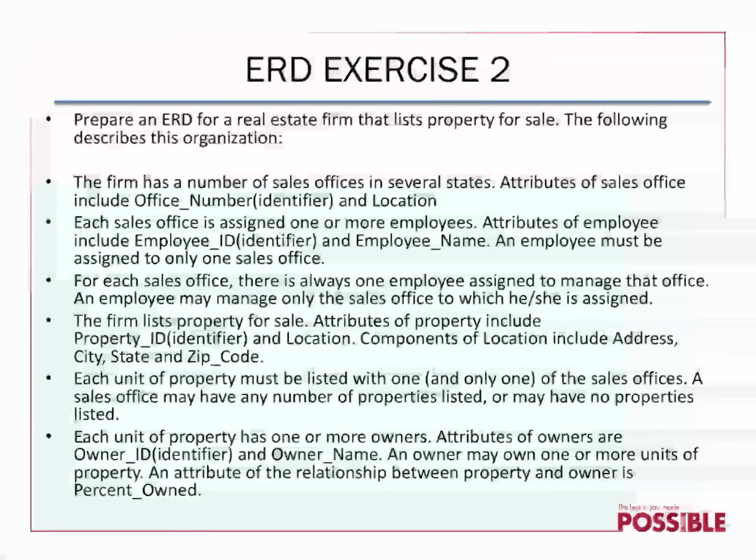I want you to do exercise 2. Prepare an ERD for a real estate firm that lists property for sale. The following describes the organization. The firm has a number of sales offices in several states. Attributes of a sales office include office number and location, and they put it as the identifier. Identifier is the primary key, which we haven't learned yet. Never mind, just put it as a normal attribute.